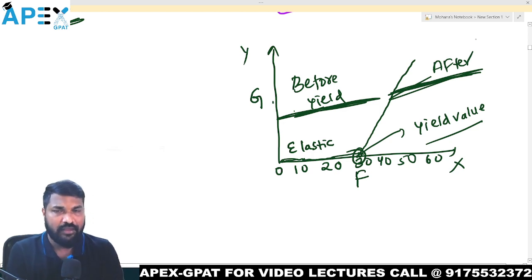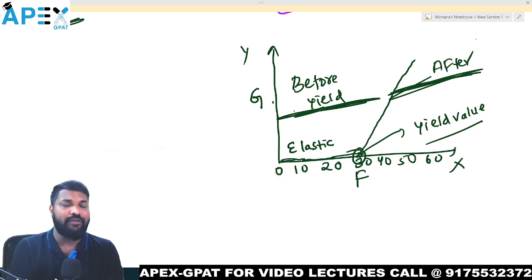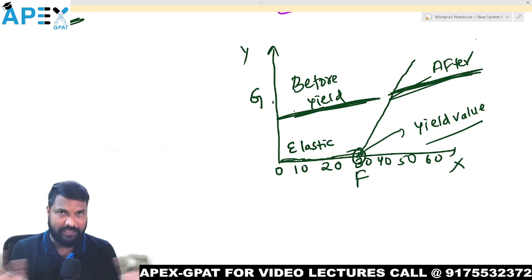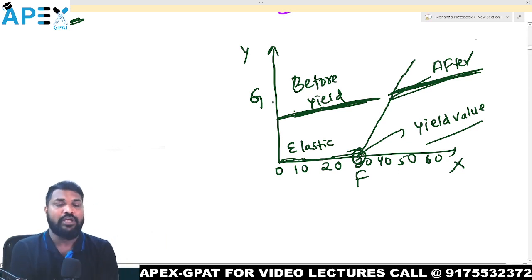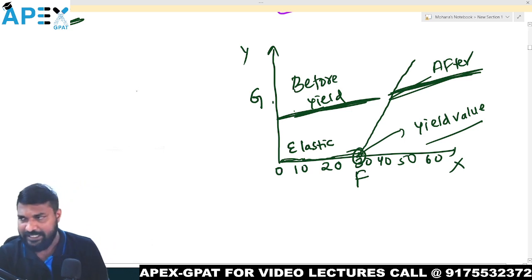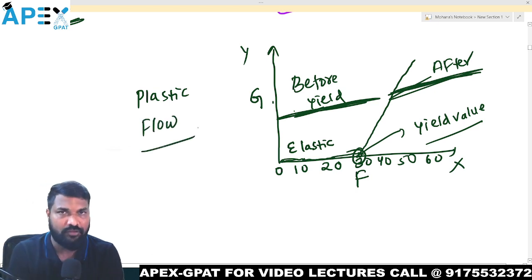Remember, before the yield value, the flow is not there. After the yield value, the flow is started. And if the material shows this type of flow, we say it is plastic flow.